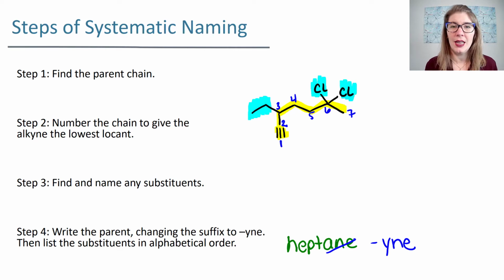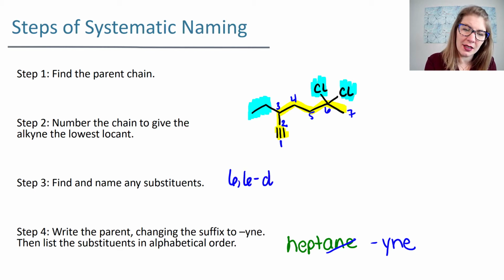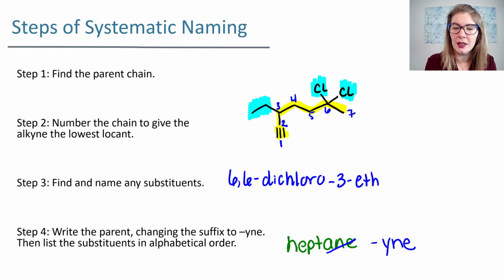You also have to tell the reader where the substituents are. When we start putting this name together, remember that the substituents come first, and they're listed in alphabetical order. You do have 2 chlorines. The D and di for the 2 chlorines doesn't count as alphabetical order, so we're looking at the C for chloro. So we're going to start by calling this 6,6-dichloro. And then at the third position, there's an ethyl, so 3-ethyl. And then at the first position is your alkyne, so heptyne.